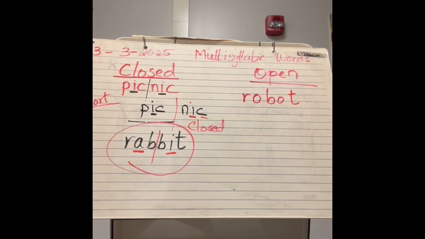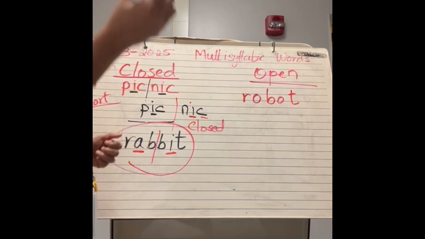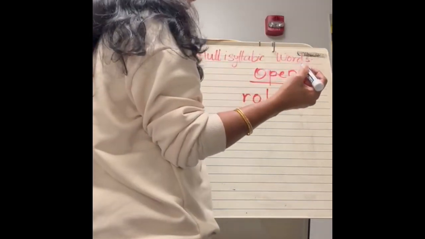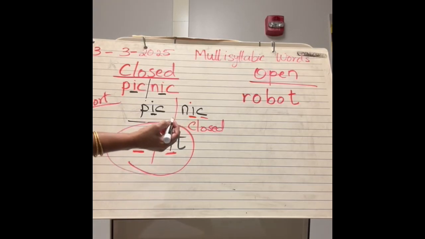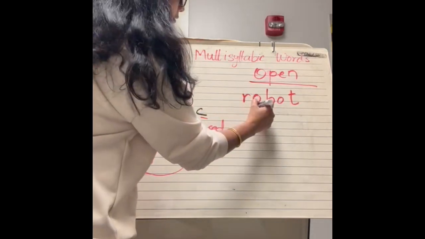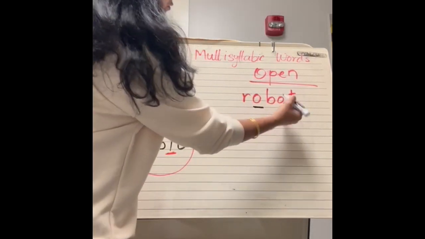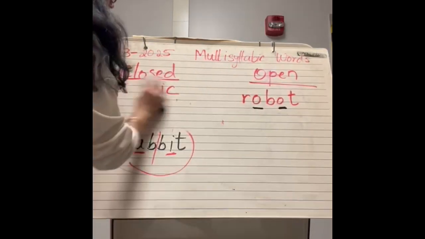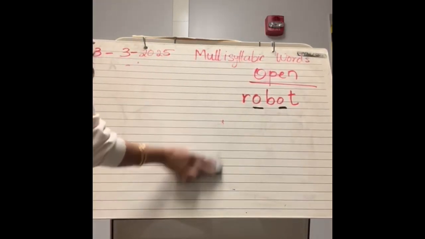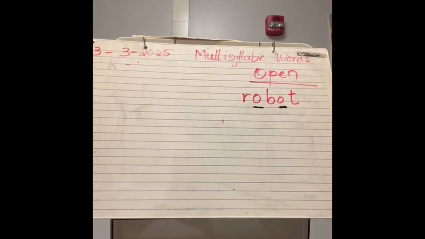So what do we do at the first step? I take my marker, and then I underline the vowels in my word. What are the vowels I see? I see O and O. There are two vowels.